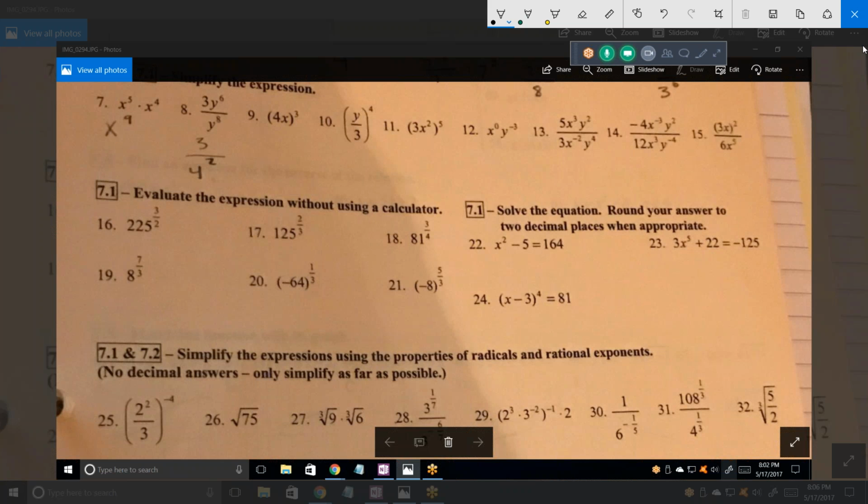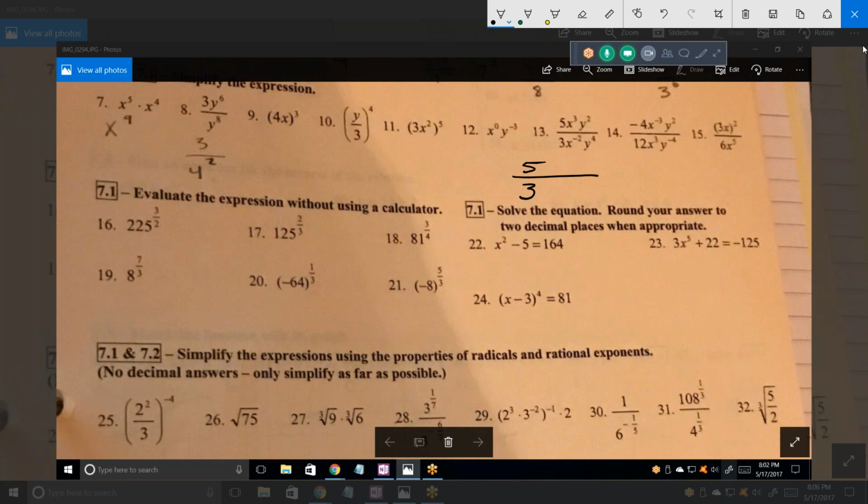Right. So how about 13? What's the number part? So it would be 2. In other words, the way you do these problems is you do the numbers first, then you do the x variable, then you do the y variable, and then if there's a z variable, you do it. In other words, you just do everything one thing at a time. Okay. So what's the number part? The number part is 5 over 3.